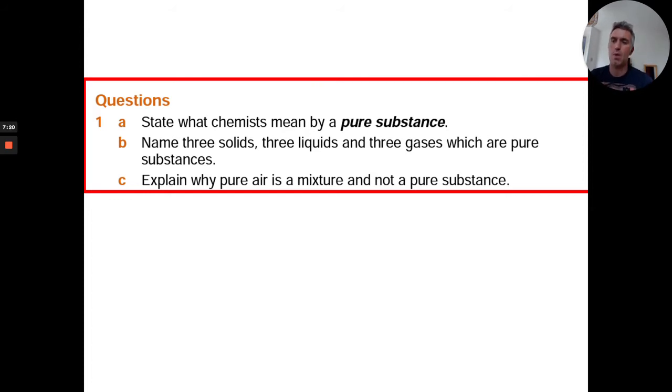So, state what chemists mean by a pure substance. Look back to what you've just written. Name 3 solids, 3 liquids, and 3 gases which are pure substances. Again, use your periodic table to help you. And then last one, explain why pure air is a mixture and not a pure substance. If you will pause the video now, you can answer those questions. Probably give yourself about 10 minutes, because it's quite a lot of stuff. Just have a drink.